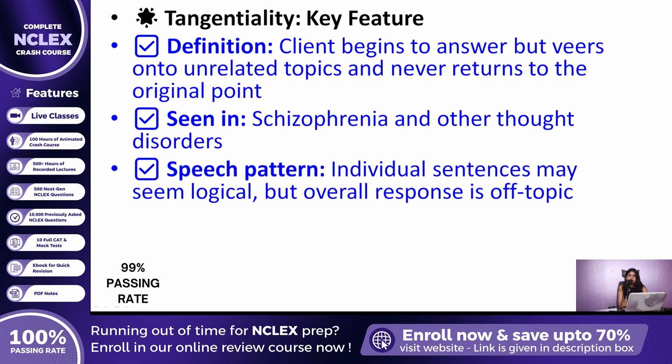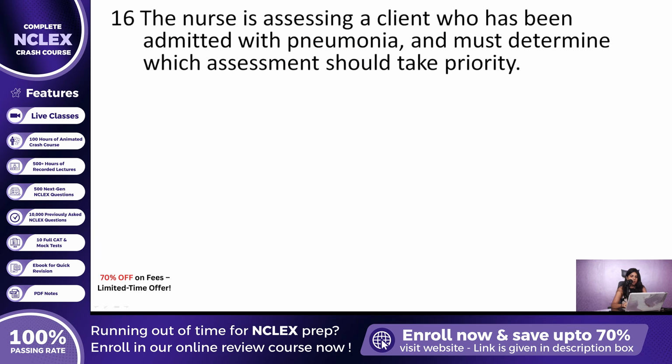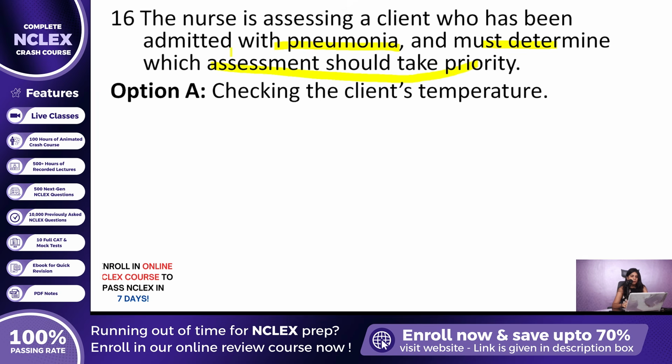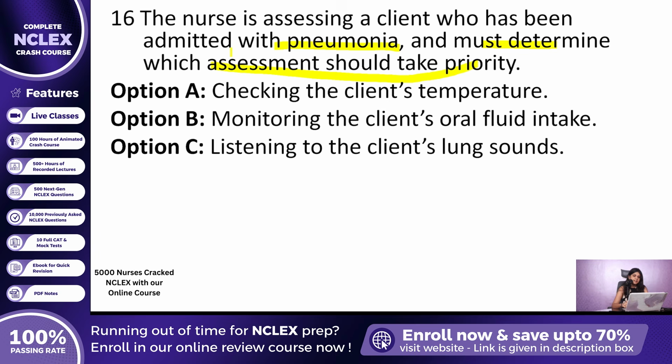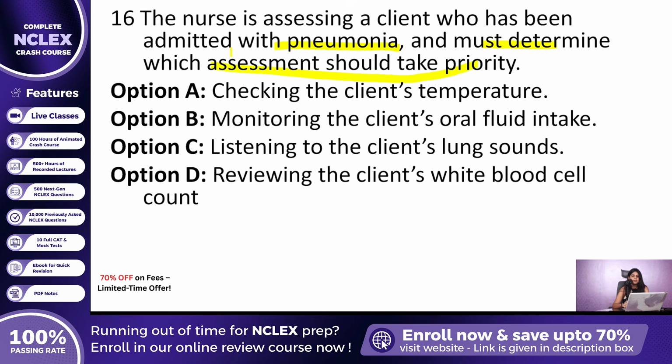Question 16. Let us now focus on prioritization in respiratory assessment. The nurse is assessing a client who has been admitted with pneumonia and must determine which assessment should take priority. The options are as follows. Option A, checking the client's temperature. Option B, monitoring the client's oral fluid intake. Option C, listening to the client's lung sounds. Option D, reviewing the client's white blood cell count.